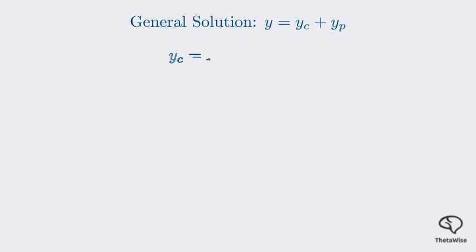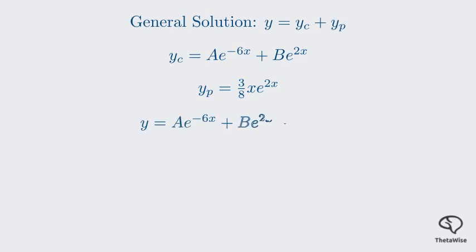The complementary function is a e to the negative 6x plus b e to the 2x, and the particular integral is 3/8 x e to the 2x. Adding them together gives us the general solution. y equals a e to the negative 6x plus b e to the 2x plus 3/8 x e to the 2x. This is the general solution, meaning it contains arbitrary constants a and b. However, the question asked for a particular solution. This is where our initial conditions come in.